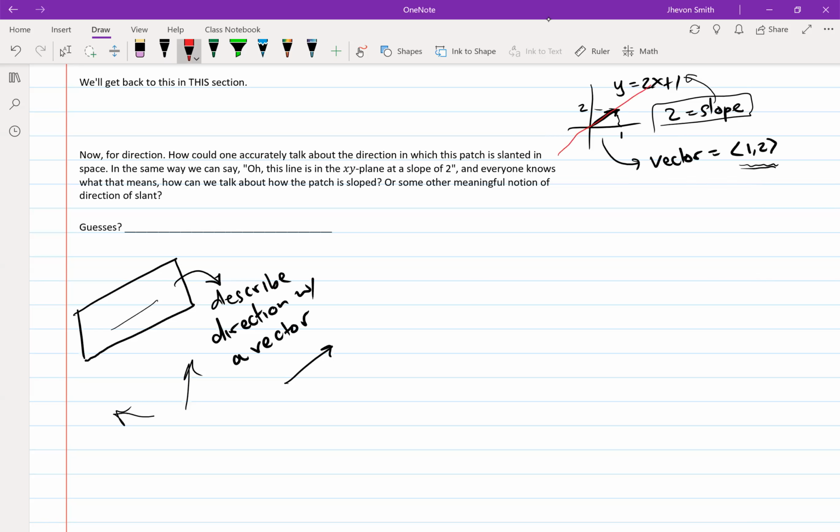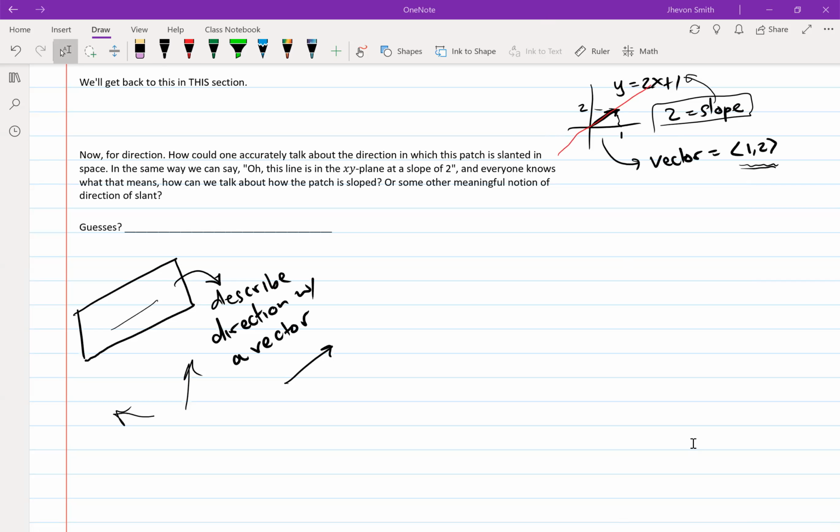So I just want you to tell me the same idea. What kind of vector would you try to find if your goal was to describe the direction in which this is slanted? Just take a guess. Don't worry about it.